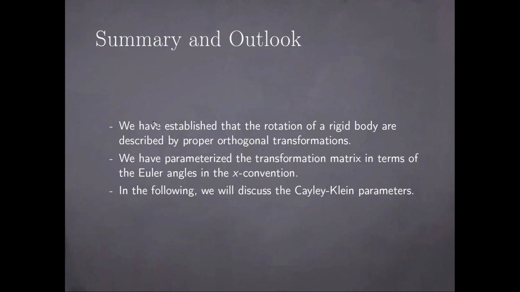And in summary, we have established that the rotation of a rigid body is described by a proper orthogonal transformation. We have parameterized the transformation matrix in terms of the Euler angles in the X convention, and in the following we will discuss the Cayley-Klein parameters.